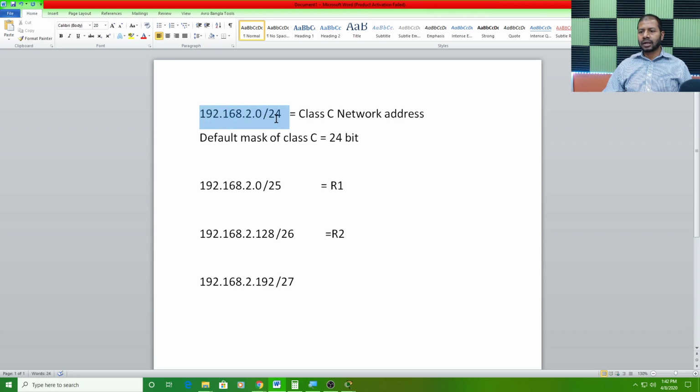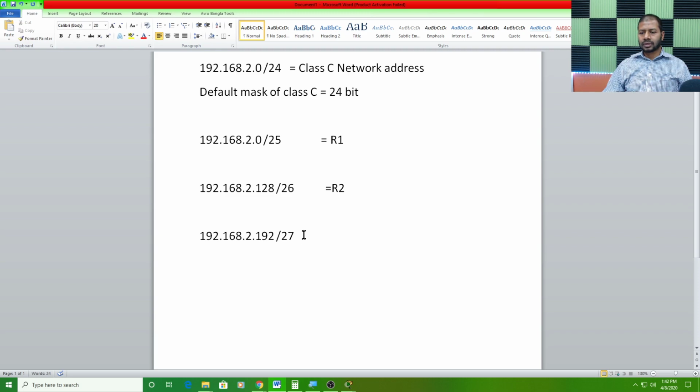Okay, how about this other one? I'm going to give you another network. Instead of a subnet, I'm talking about something else now: a supernet. What is not a subnet? Instead of a subnet, a supernet.